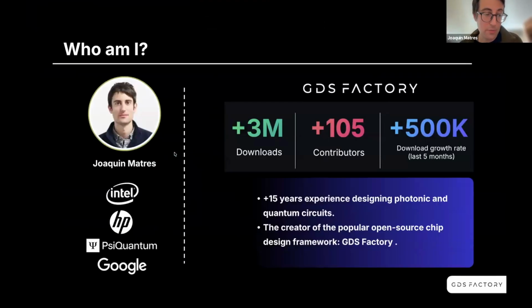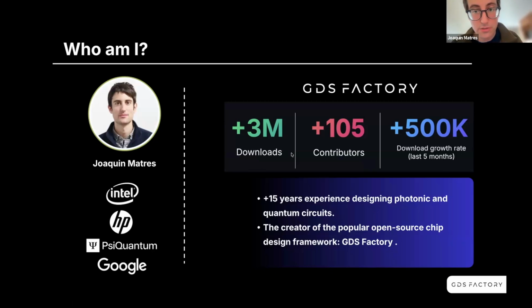So we made GDS Factory almost 6 years ago. I worked on transceivers at Intel and HP, and then I went to Sci Quantum as the founding engineer, and we found a limitation with the current tools. The traditional tools like Cadence and Synopsys were too slow and very hard to use. So we wrote open source software that allows us to make cheaper, faster, and more efficient chips.